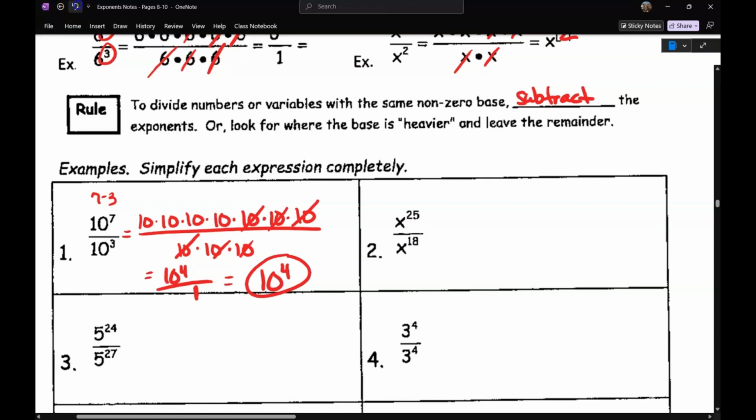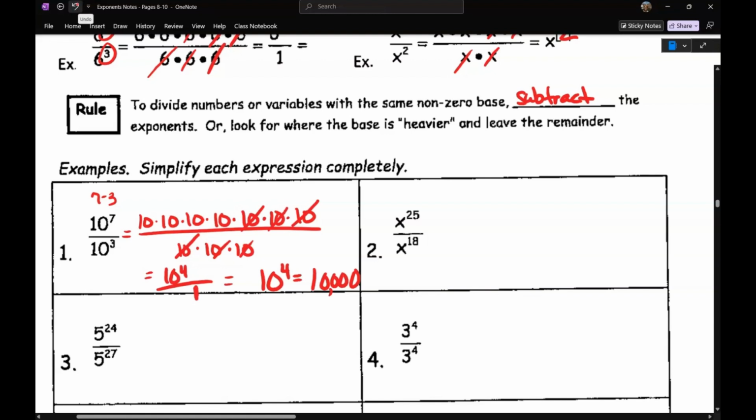And then it says to evaluate completely. So 10 to the 4th is a 1 with 4 zeros. So 10,000. All right, next one.